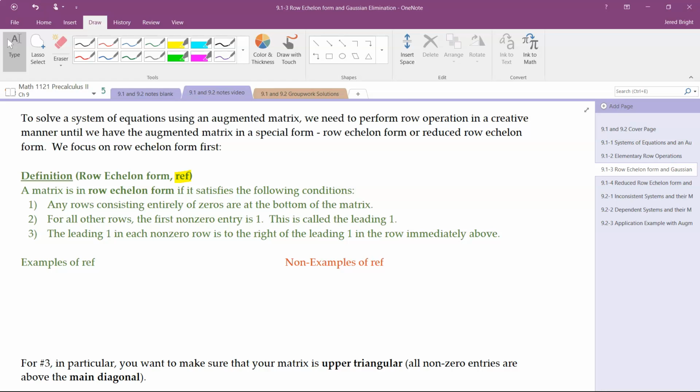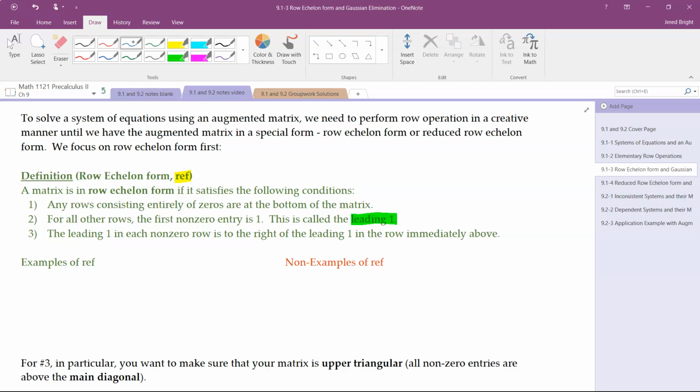That rarely happens. All other rows, when we think about the first entry of that row that is not zero, it needs to be a 1. We call that the leading one. That's also a little bit of important language, so pay attention to that. Lastly, and this is kind of the sticking point, the leading one in each row is to the right of the leading one in the row right above it.